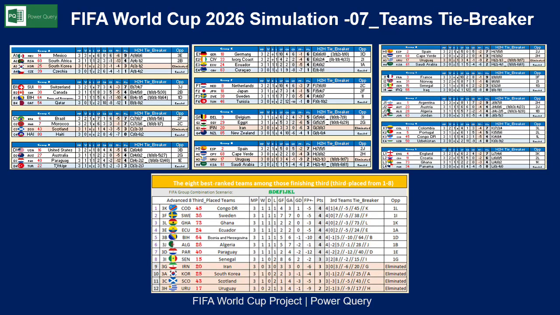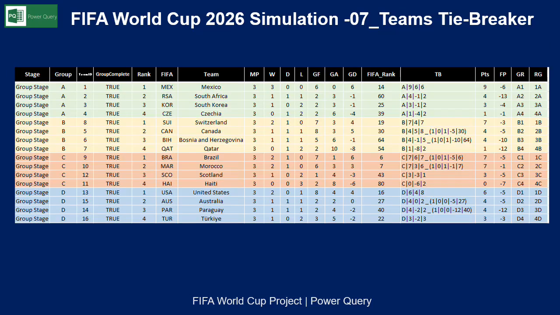Now, for the first time in this project, our data doesn't just describe the tournament, it is ready to make decisions. Now that every tie-breaking criterion has been assembled into one table, the next step is surprisingly simple. In query number 8, Ranking GTB, we'll transform this decision table into the official group stage ranking. This is where our simulator finally produces the standings that determine which teams qualify for the knockout stage.